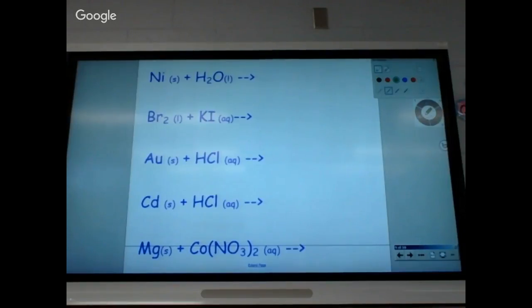If it's yes, because you don't have anything in the arrows, do you need to figure out first of all if the element by itself is going to displace the other one? So you're going to need to know the oxidation numbers to know which one is going to displace the other one.